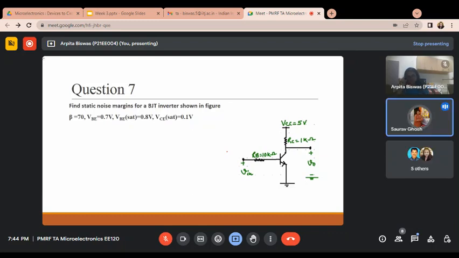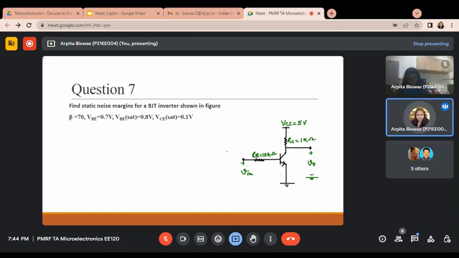Ma'am, the V output high will be 5 volt. That is the VCC. Then the V output low will be the VCE sat, that is 0.1 volt. And then the VIL, that is the V input low, will be VBE, that is 0.7 volt.